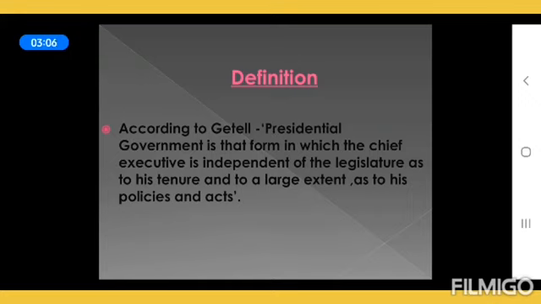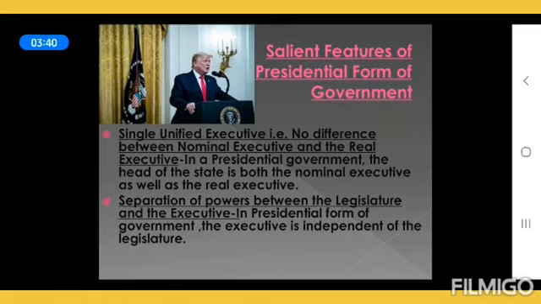And non-responsibility of the executive before the legislature. In it, the executive is neither responsible to the legislature nor is it related to it. Neither can it dissolve the legislature nor can the legislature remove it. So each enjoys a definite, fixed tenure. I hope this definition makes it very clear. Now the next one will be discussed.